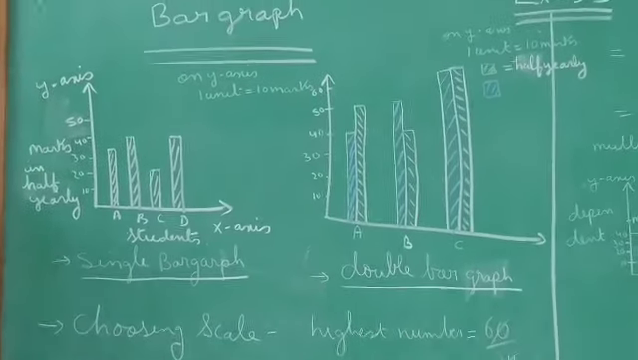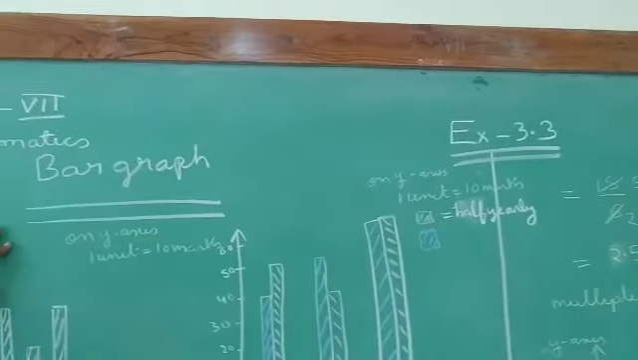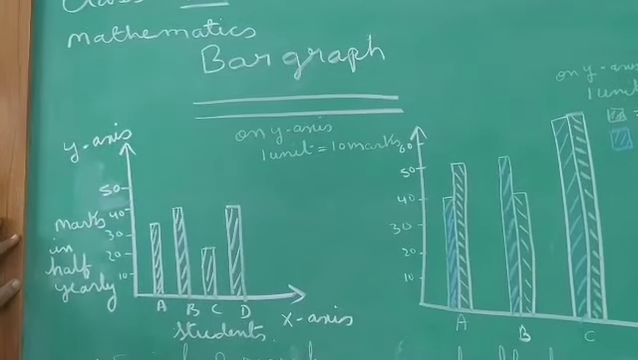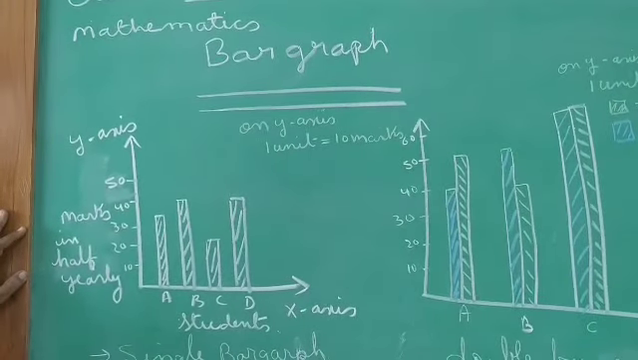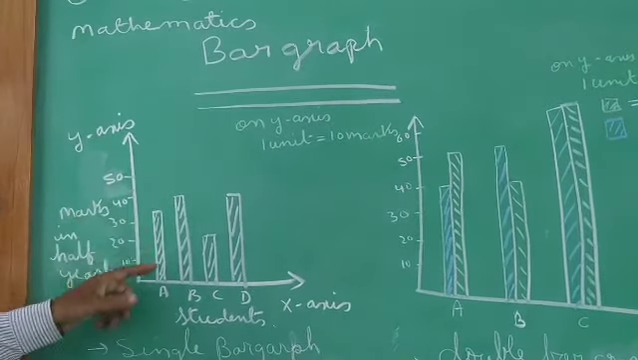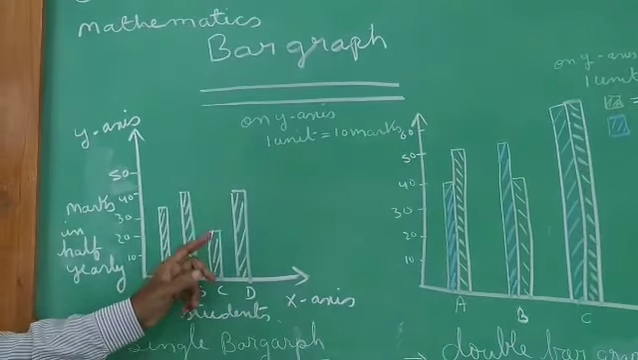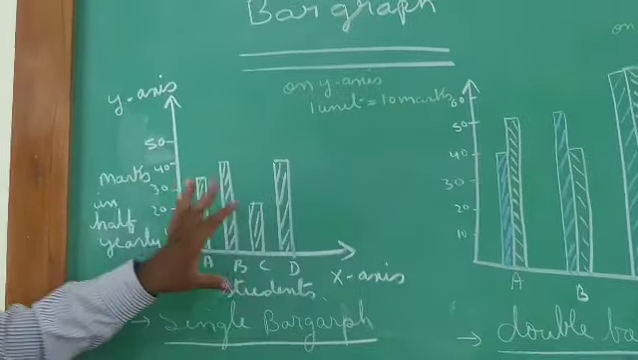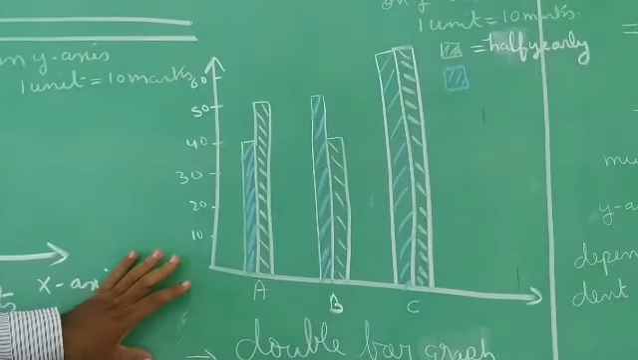Today we are going to discuss the topic named bar graph, and it is going to be used in exercise 3.3. So I am discussing the basics of bar graph with you today. So what is a bar graph? A bar graph means a graph in which bars are coming like this. Now you can see here this is a single bar graph and this is a double bar graph.